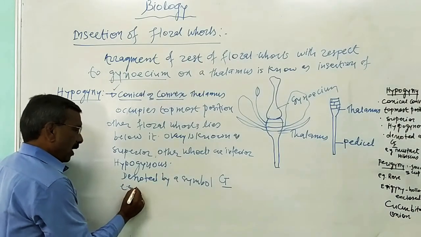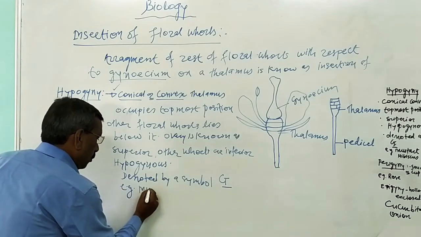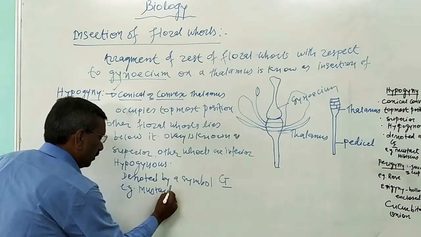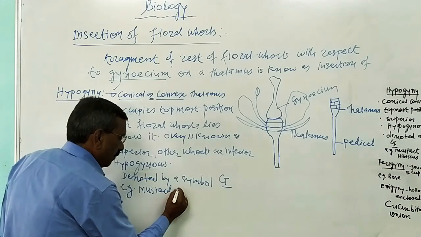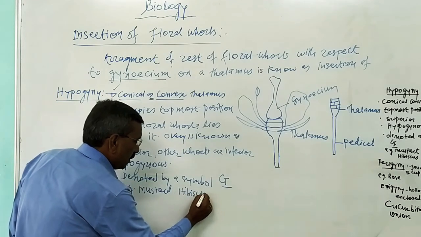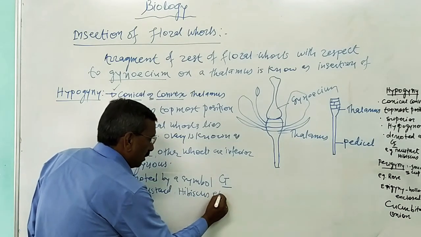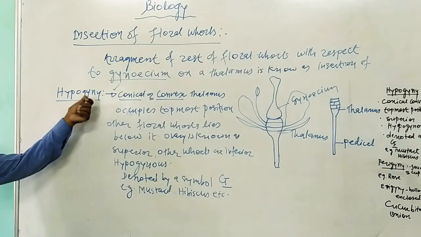An example of hypogyny is mustard. In the mustard plant we find this condition. Example of hypogyny is mustard. The next example is hibiscus or China rose. These are examples of hypogynous flowers. In this way, hypogyny.